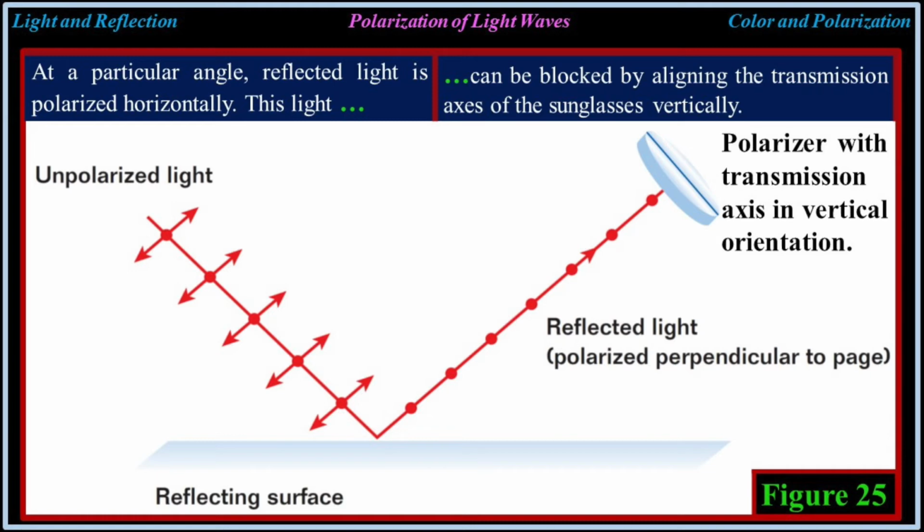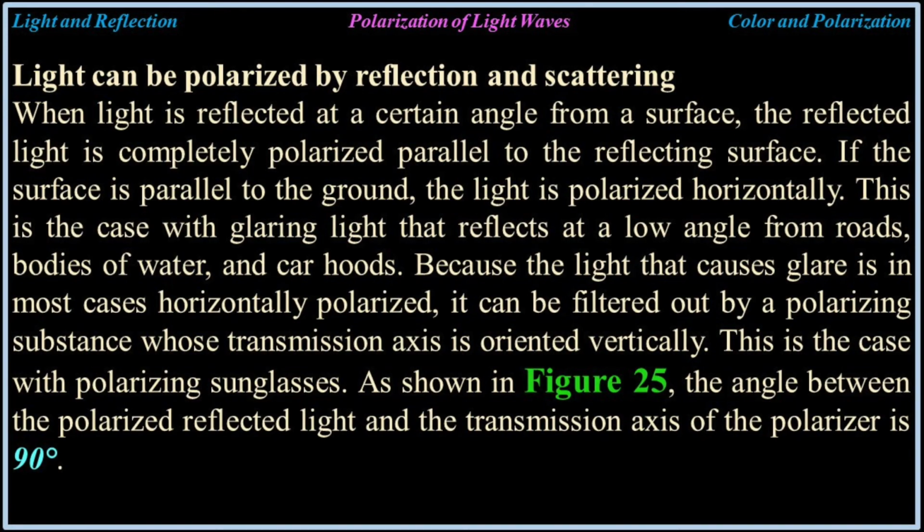Figure 25: at a particular angle, reflected light is polarized horizontally. This light can be blocked by aligning the transmission axis of the sunglasses vertically. Light can be polarized by reflection and scattering. When light is reflected at certain angles from a surface, the reflected light is completely polarized parallel to the reflecting surface. If the surface is parallel to the ground, the light is polarized horizontally.